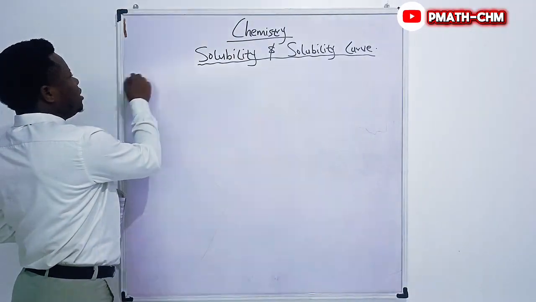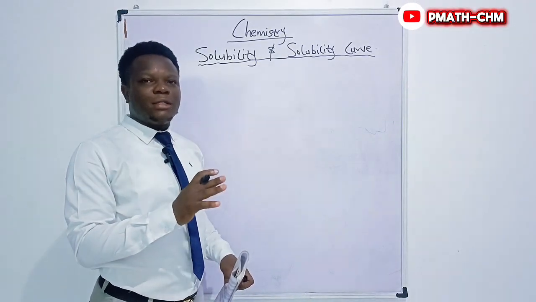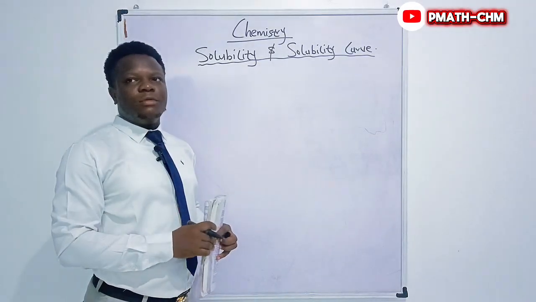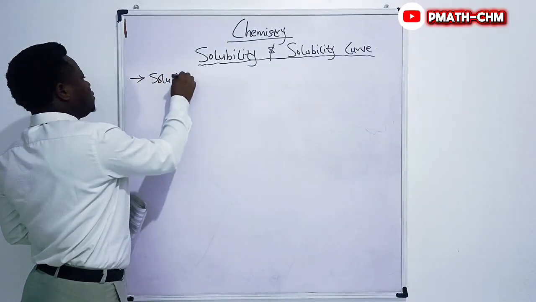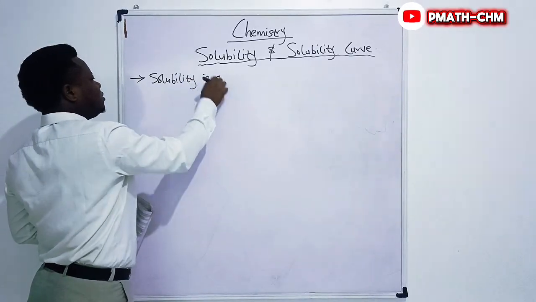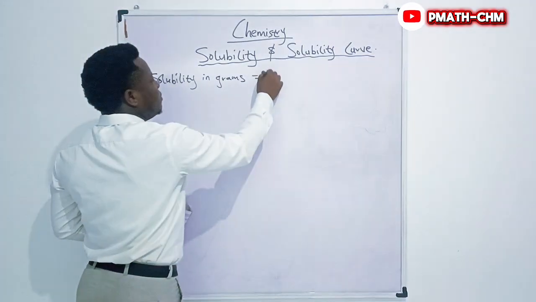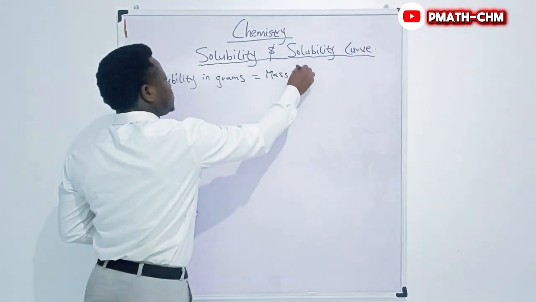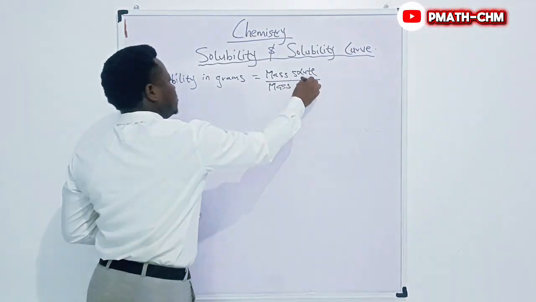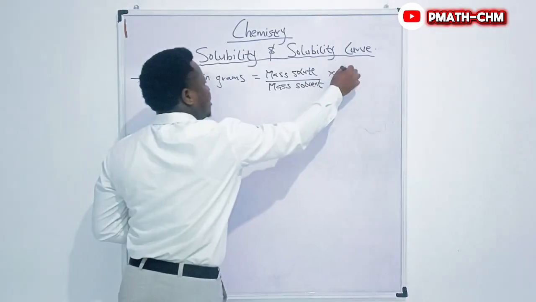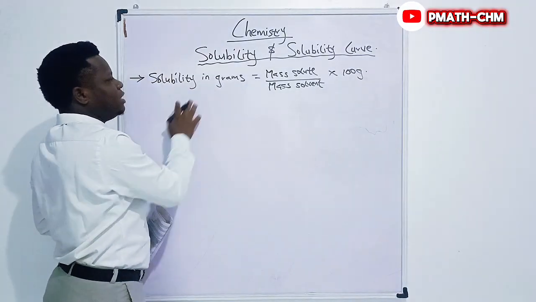basically in our examination, we would be told to calculate solubility in either grams, which is mass, or mole per dm³. So when you are asked to calculate solubility in grams, the formula you should apply is the mass of solute, then you divide with the mass of solvent, multiplied by 100 grams. So that's the formula if you are calculating solubility in grams.